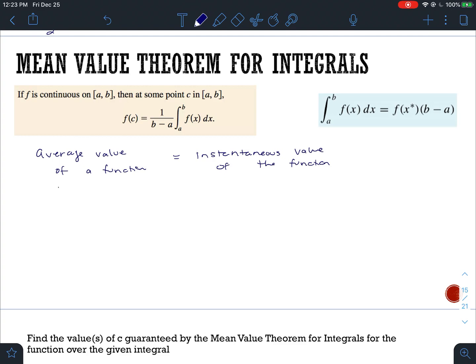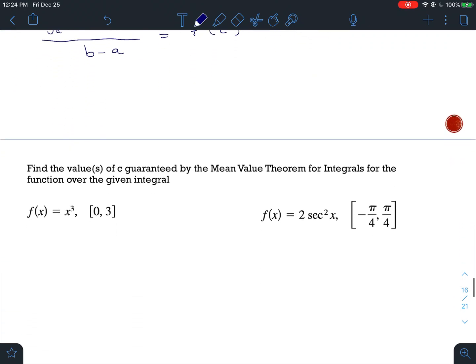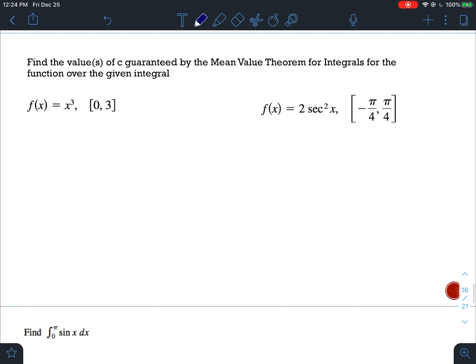So as long as the function is continuous, the average value, and remember how we find average value is you integrate the function between a and b, and then you divide by b minus a. And then the instantaneous value is just going to be the function value at c. So for the mean value theorem for integrals, what you're saying is that the average value of the function will equal the instantaneous value of the function somewhere between a and b.